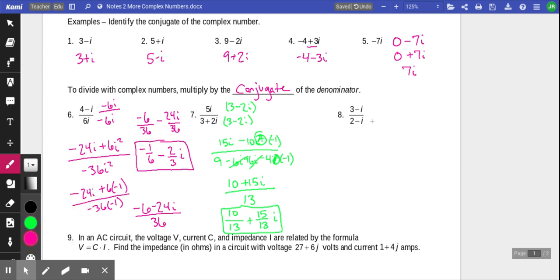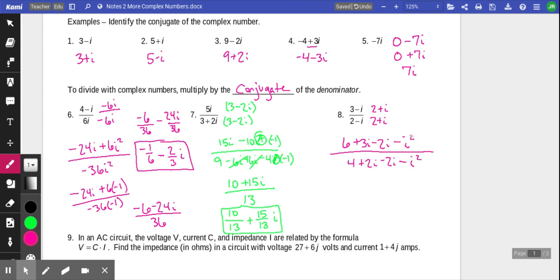Next example, again, I'm going to multiply by the complex conjugate of the denominator, so 2 plus i on top and bottom, and 3 times 2 is going to give me 6. 3 times i is going to give me positive 3i. Negative i times 2 is negative 2i, and negative times positive is negative. i times i is i squared. Over, I'll multiply this. 2 times 2 is 4. 2 times i is positive 2i, and then negative i times 2 is negative 2i, and then negative times positive is a negative, and i times i is i squared.